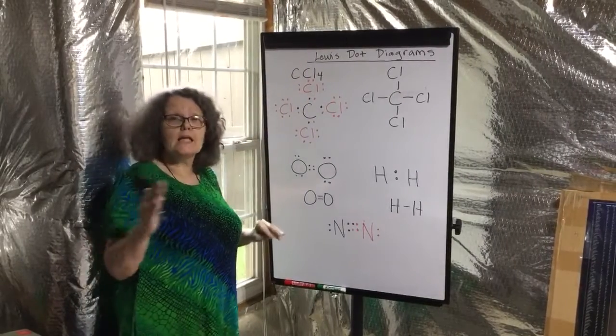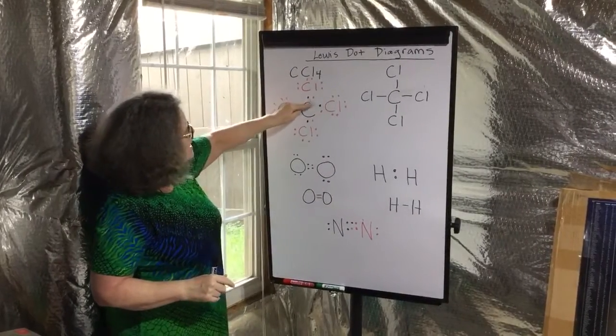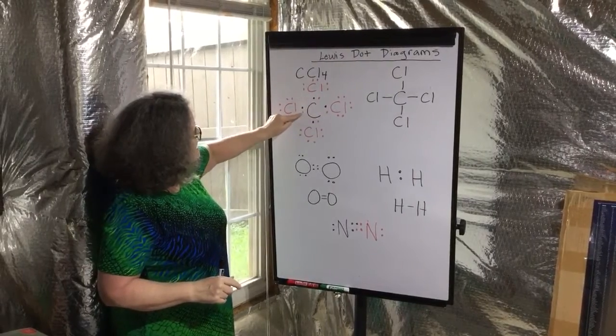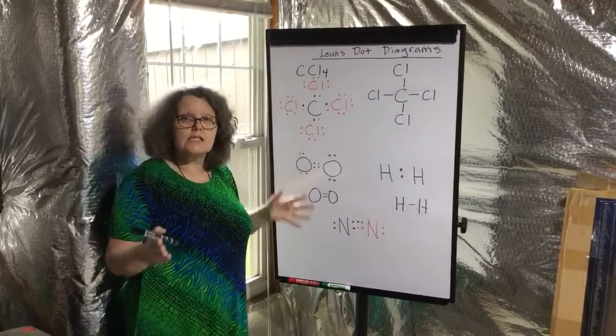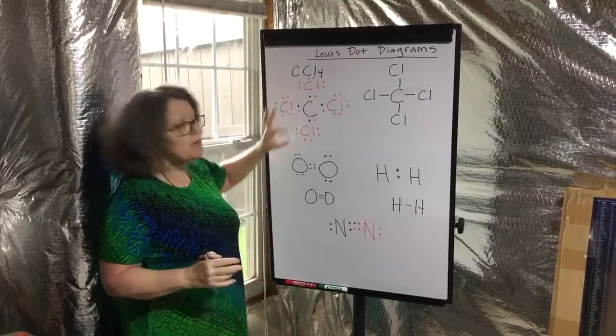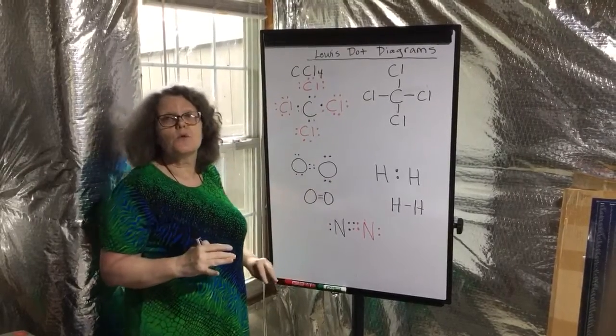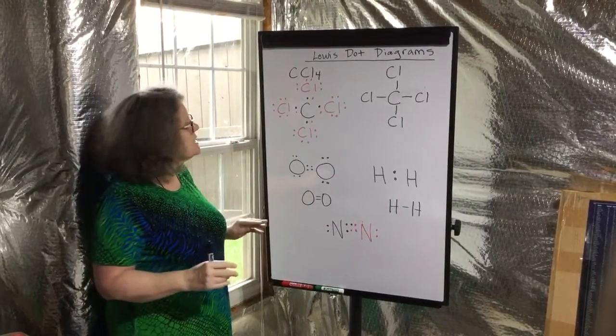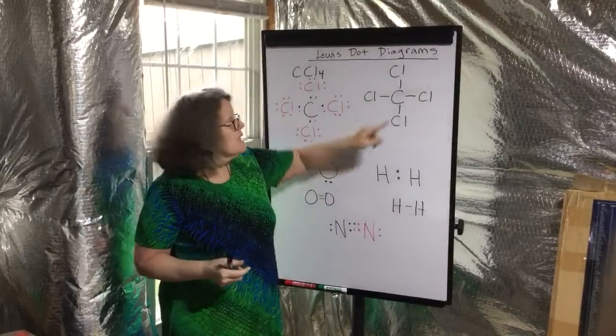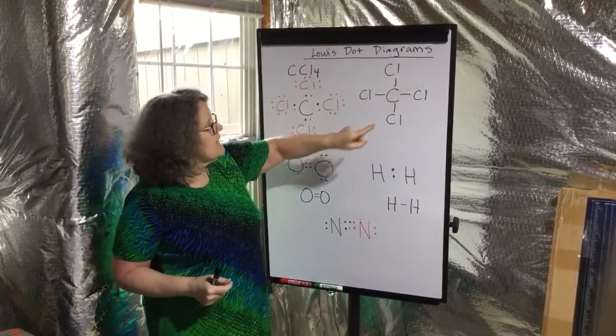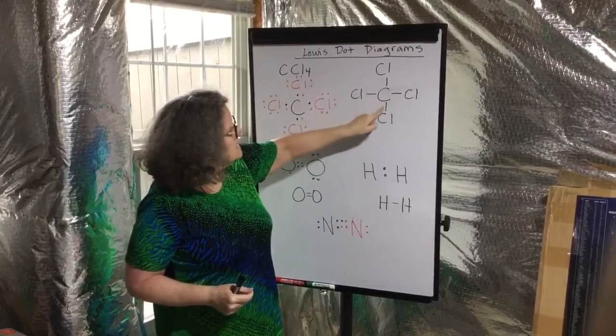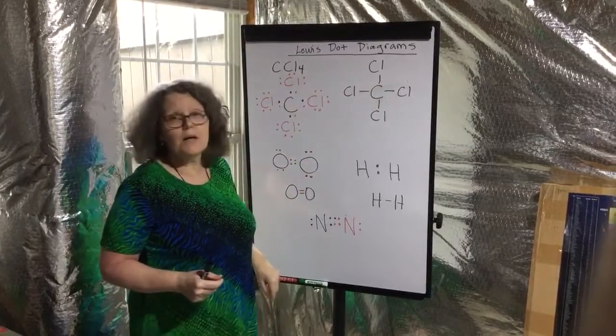Now, carbon and chlorine are sharing these electrons. But by sharing these electrons, both chlorine and carbon satisfy the octet rule. They have a total of 8 electrons. Now we can also write carbon tetrachloride, CCl4, like this. So the line is a single bond.